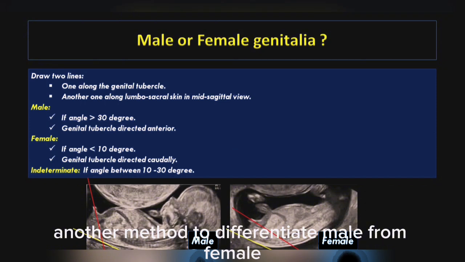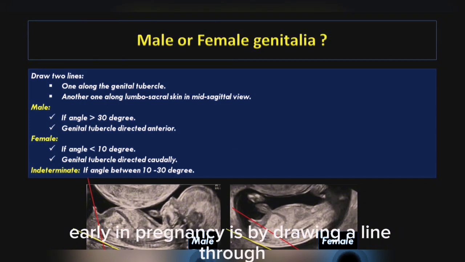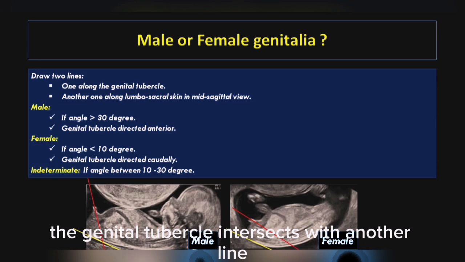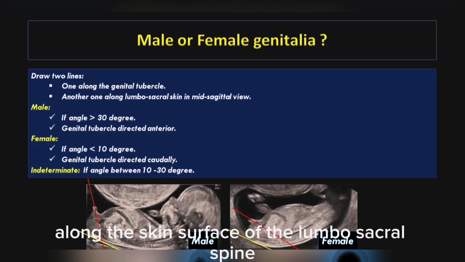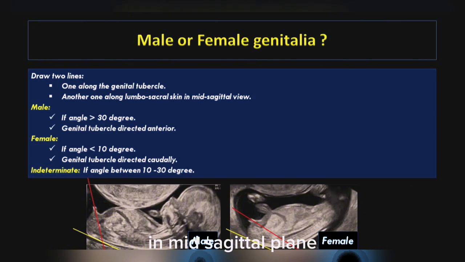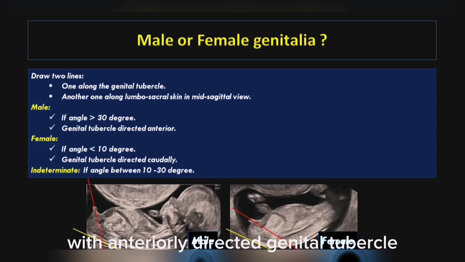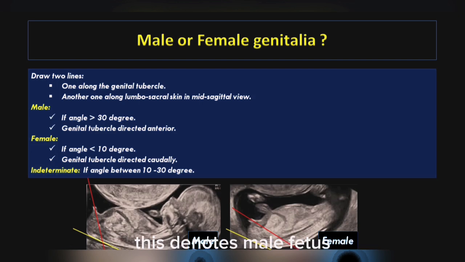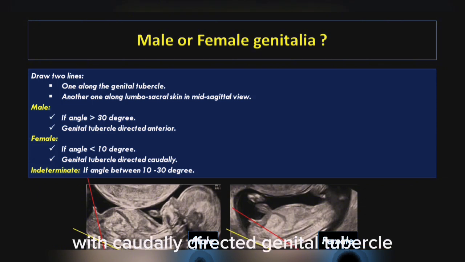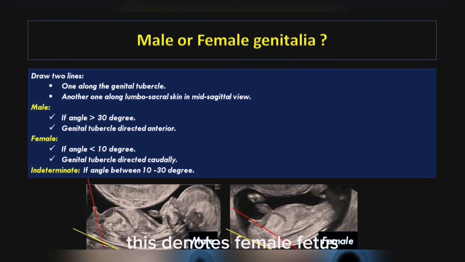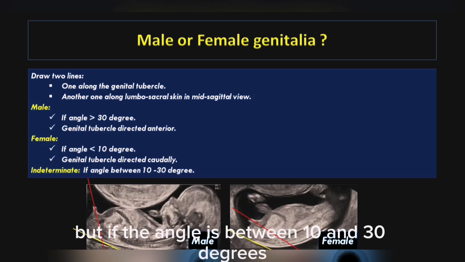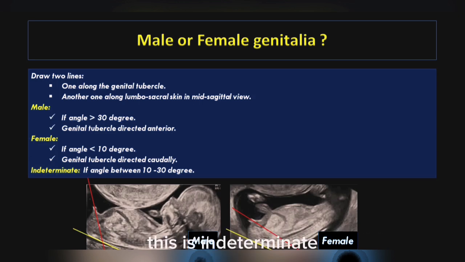Another method to differentiate male from female early in pregnancy is by drawing a line through the genital tubercle that intersects with another line along the skin surface of the lumbosacral spine in the mid-sagittal plane. If the angle is greater than 30 degrees, with anteriorly directed genital tubercle, this denotes male fetus. If the angle is less than 10 degrees, with caudally directed genital tubercle, this denotes female fetus. But if the angle is between 10 and 30 degrees, this is indeterminate.